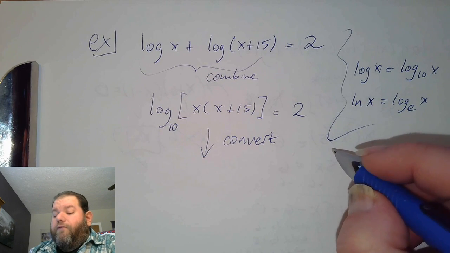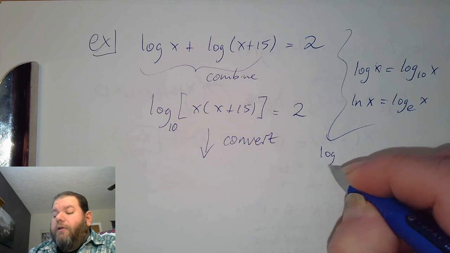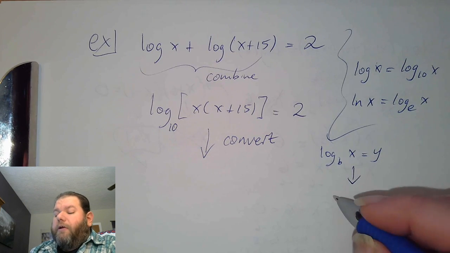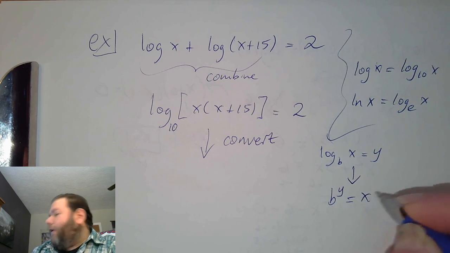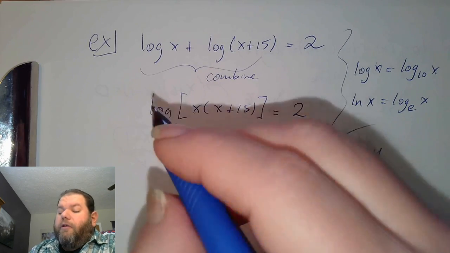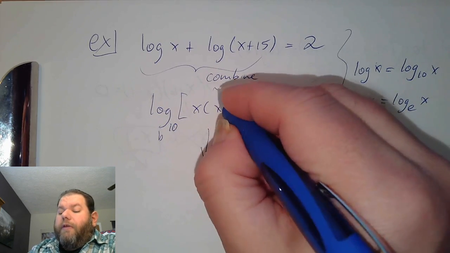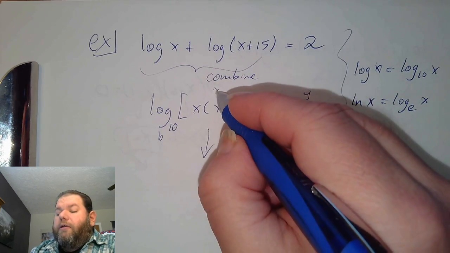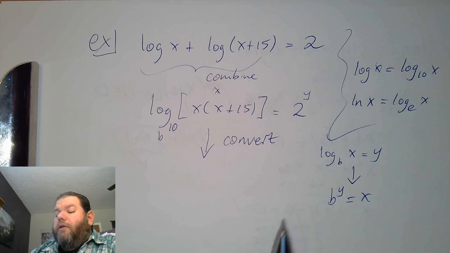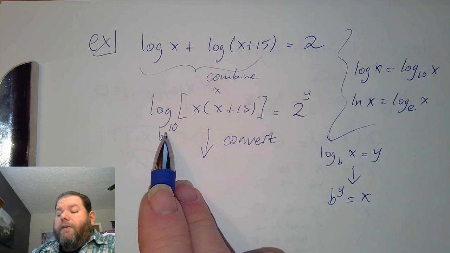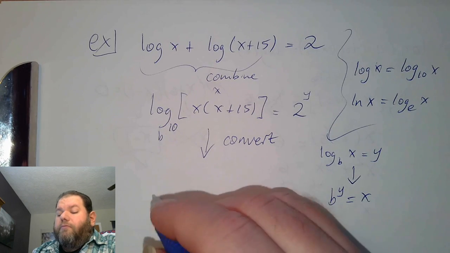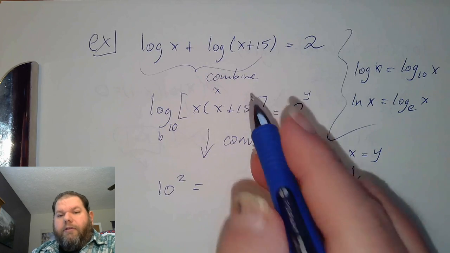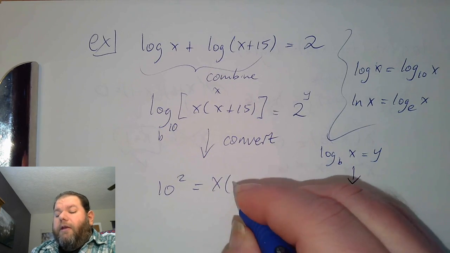Again, our conversion formula says that if we have log base b of x equals y, that becomes b to the y equals x. And here's b, all that is x, and then here's y on the right hand side. So making b to the y, that would be 10 to the 2 equals x, which is everything inside the logarithm here, x times x plus 15.